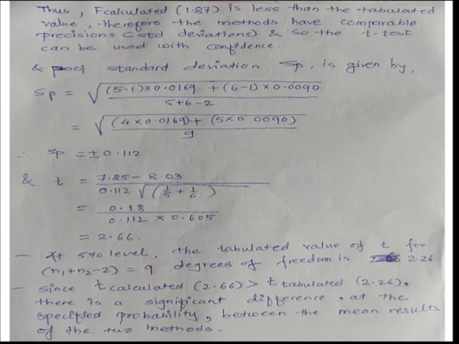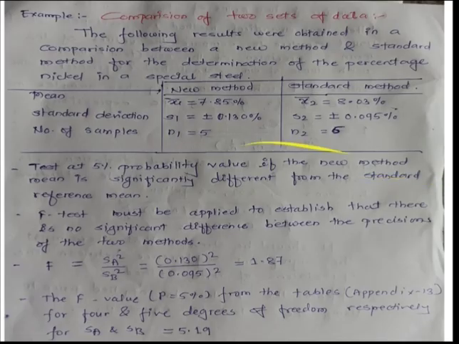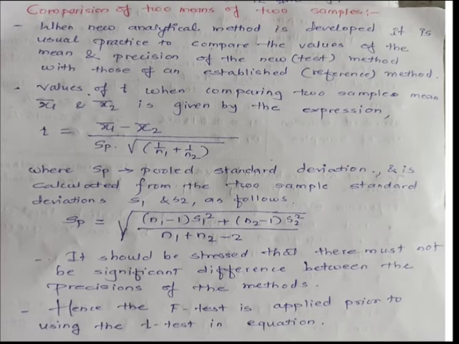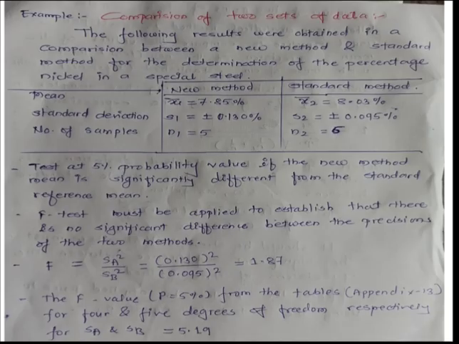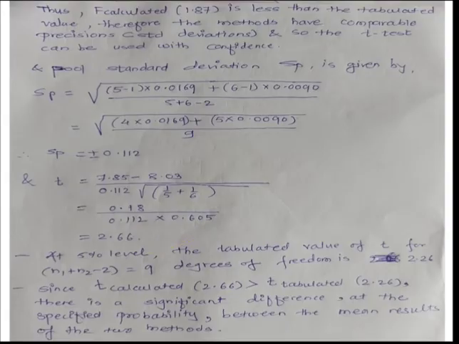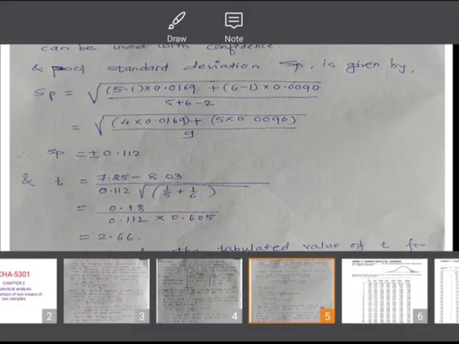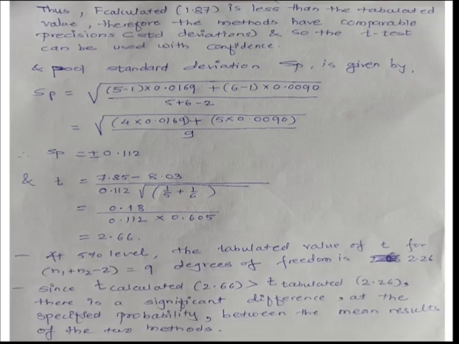Now we will calculate the t value. Here the t value is calculated by using the equation which is already given to you. The equation is x1 bar minus x2 bar divided by sp into square root of 1 upon n1 plus 1 upon n2. And the t value is always positive, that's why the sign is neglected here. 7.85 minus 8.03 divided by 0.112 under root 1 by 5 plus 1 by 6, bracket complete. Here, after calculating these terms, we will get the t value as 2.66.